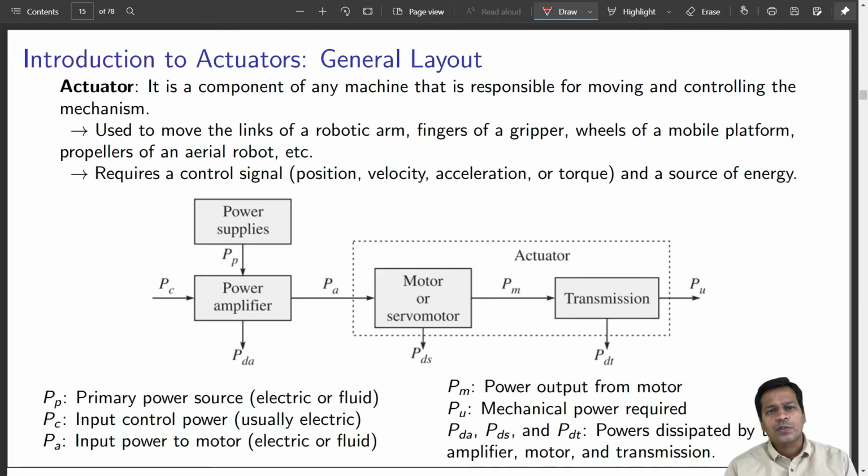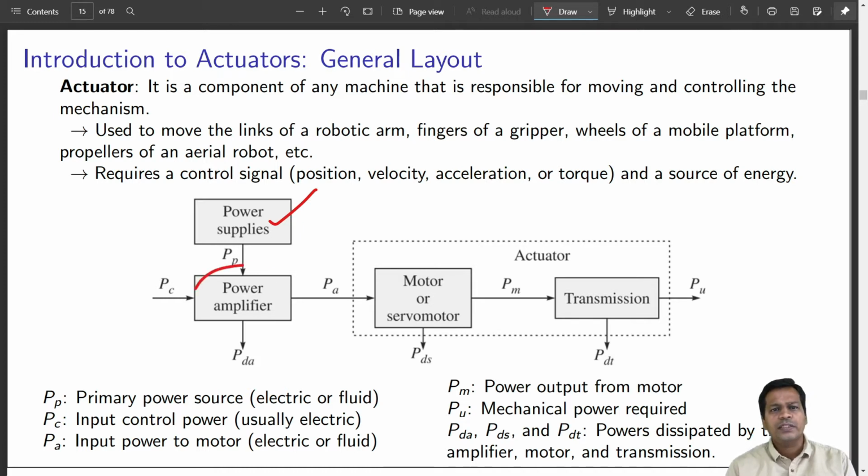It requires a control signal corresponding to the position, velocity, acceleration or the joint torque commands and a source of energy. In the figure shown below, the power supplies block mainly refers to the energy that can be supplied from an electric, hydraulic or a pneumatic power source.